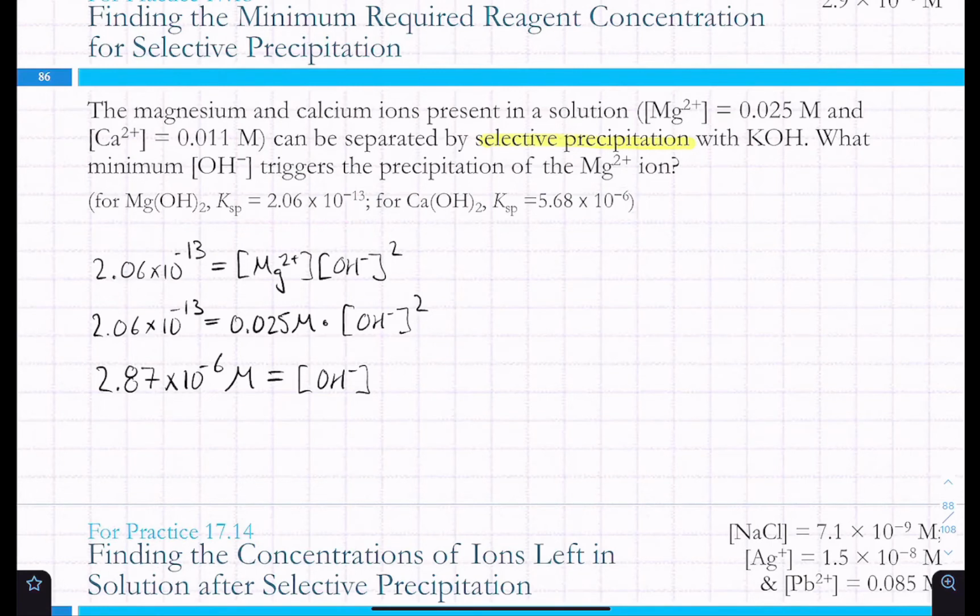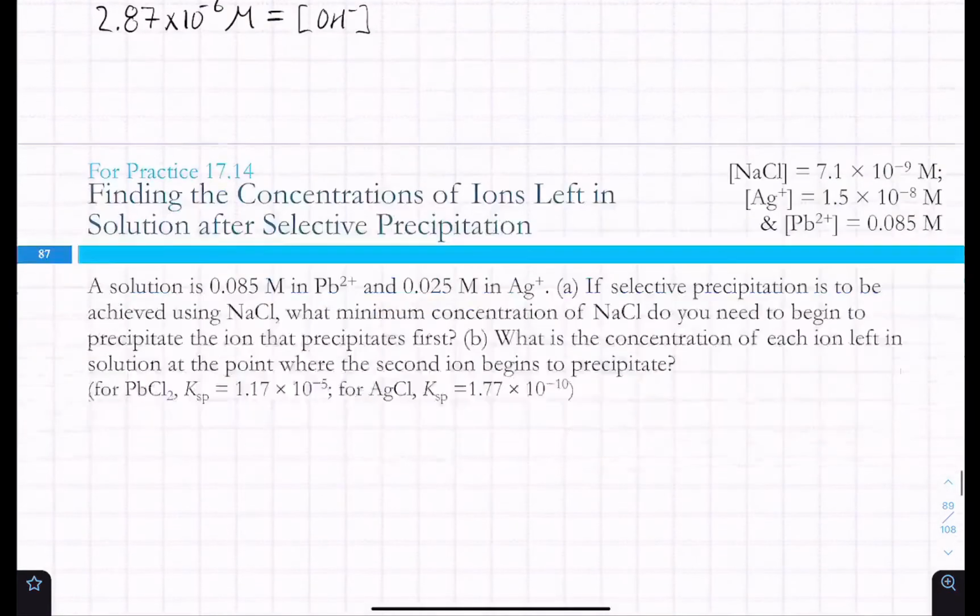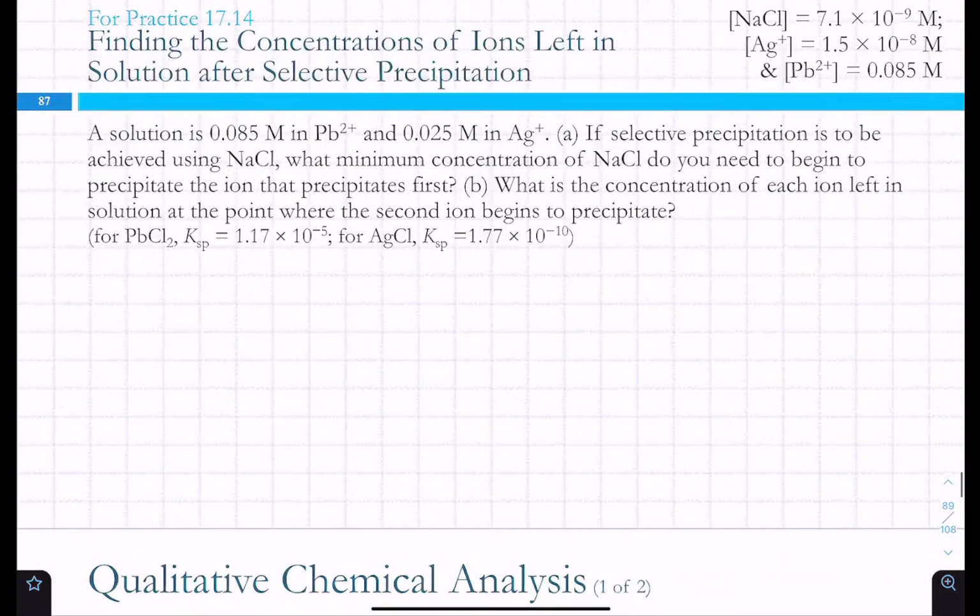All right, so this one stays pretty simple, and then we can go on and calculate how much it would take to precipitate the calcium. Still pretty simple. Still pretty much just writing down the KSP equation, plugging a few numbers in. This next one is a little bit trickier.